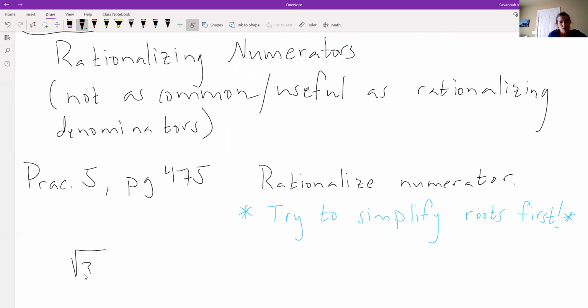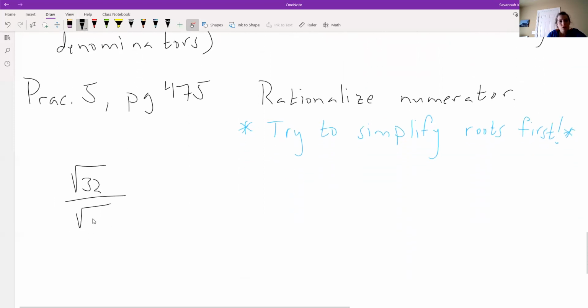All right, square root of 32 over the square root of 80. So we're going to try and simplify both of them, and then we'll turn our attention to the numerator and see what we need to do. Okay, so recall the perfect squares list. 2 squared is 4, 3 squared is 9, 4 squared is 16, 5 squared is 25, 6 squared is 36, and so on.